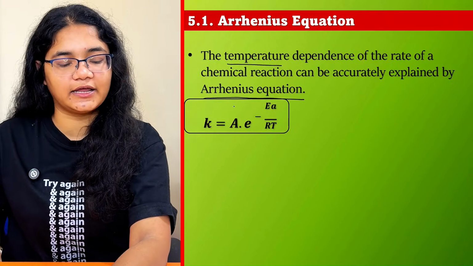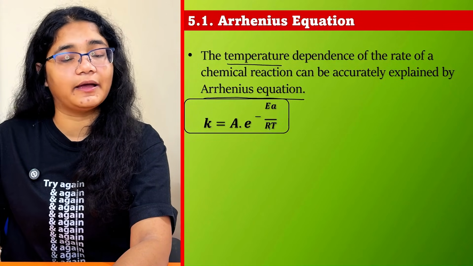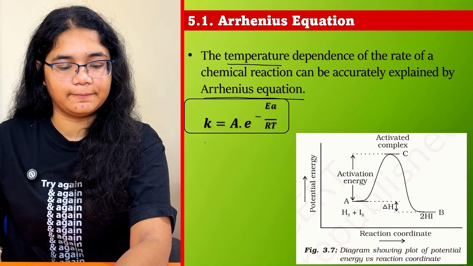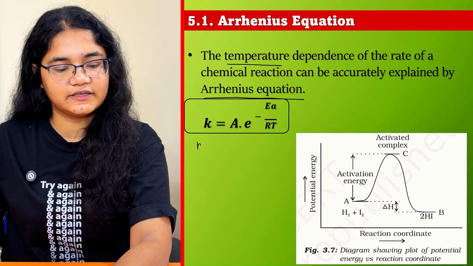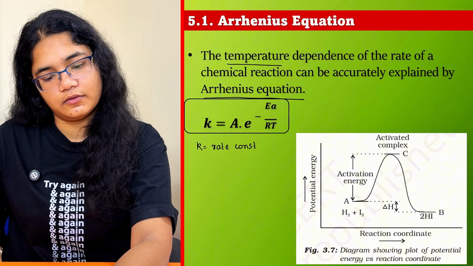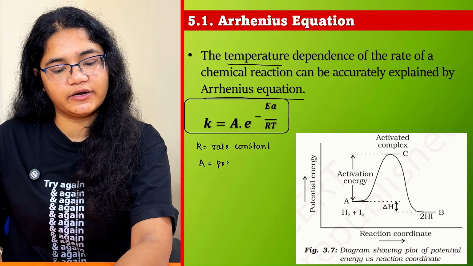So what is the Arrhenius equation? k equal to A into e to the power of minus Ea by RT. Now what are these terms here? I'll write here all the terms. First of all, understand this k, as we know, this is the rate constant. Next I have A. A is called the pre-exponential factor.